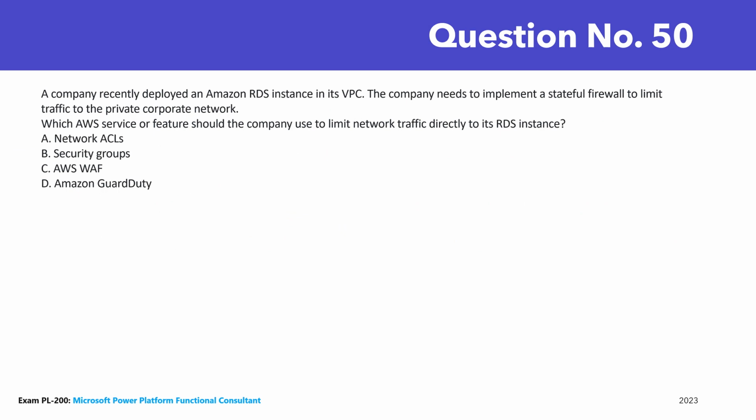A company recently deployed an Amazon RDS instance in its VPC. The company needs to implement a stateful firewall to limit traffic to the private corporate network. Which AWS service or feature should the company use to limit network traffic directly to its RDS instance? A. Network ACLs. B. Security groups. C. AWS WAF. D. Amazon GuardDuty. Correct answer, C.